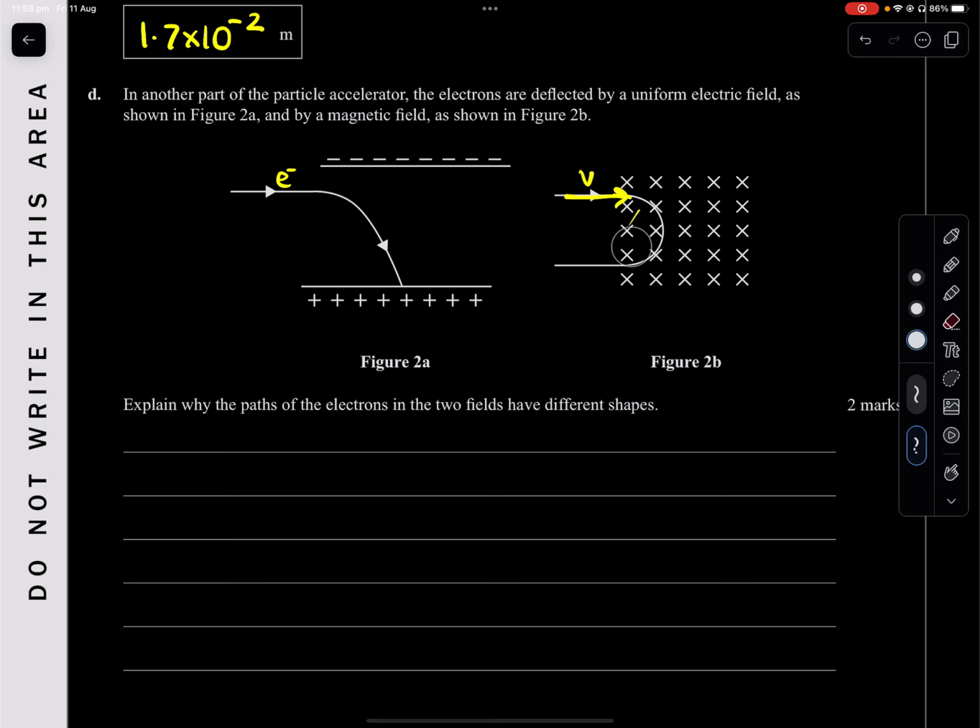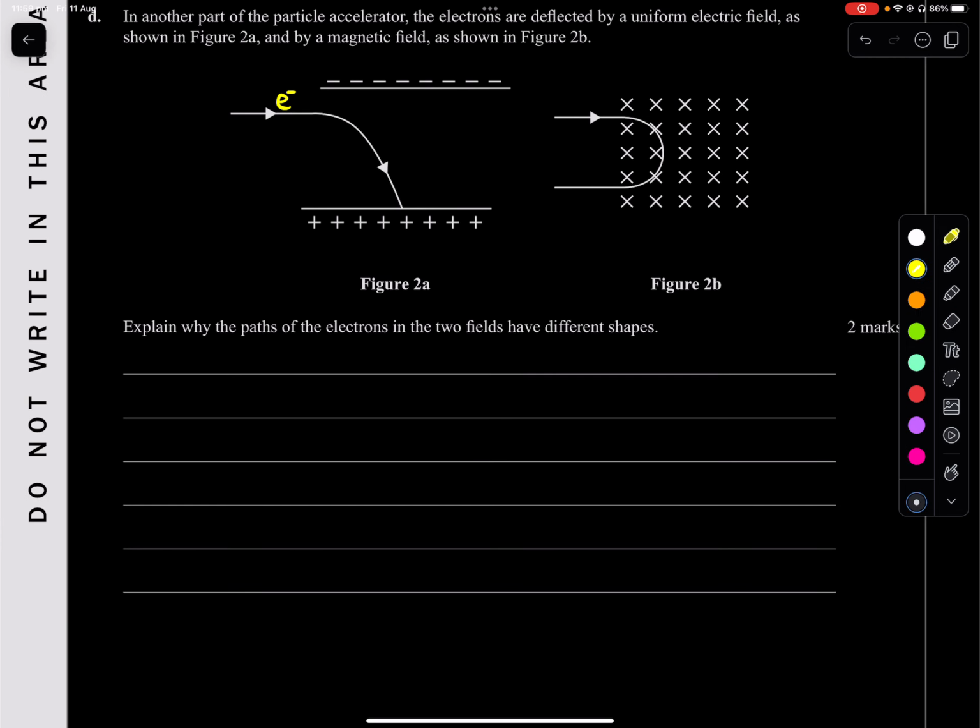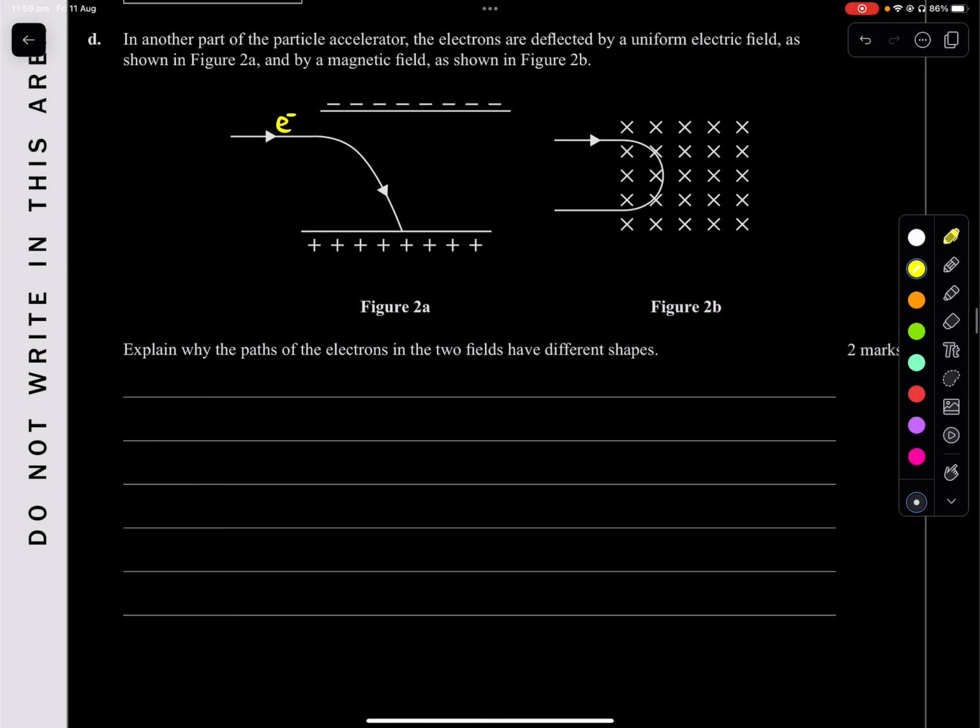So, for example, let's say the electron is going straight right now. If you use the right-hand slap rule, use your left hand, by the way, because this is an electron, your fingers are going into the page, and we see that the palm is at the bottom, meaning that the force acts perpendicular. So now this is your velocity, and the force is going to act like this. So it's creating this circular path. So explain why the paths of the electron in the two fields have different shapes.